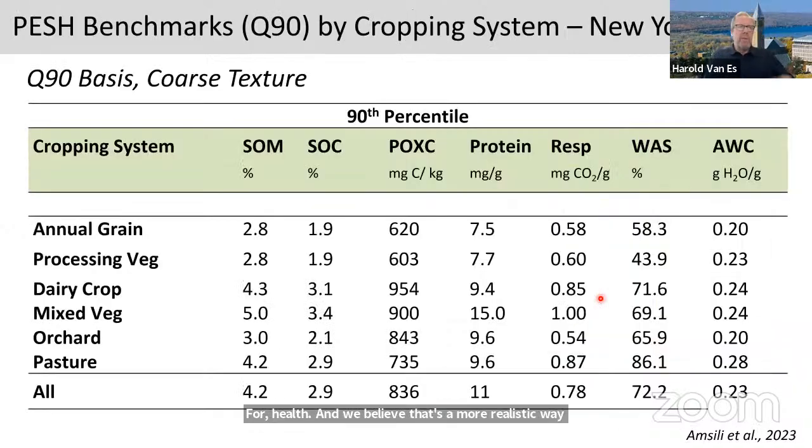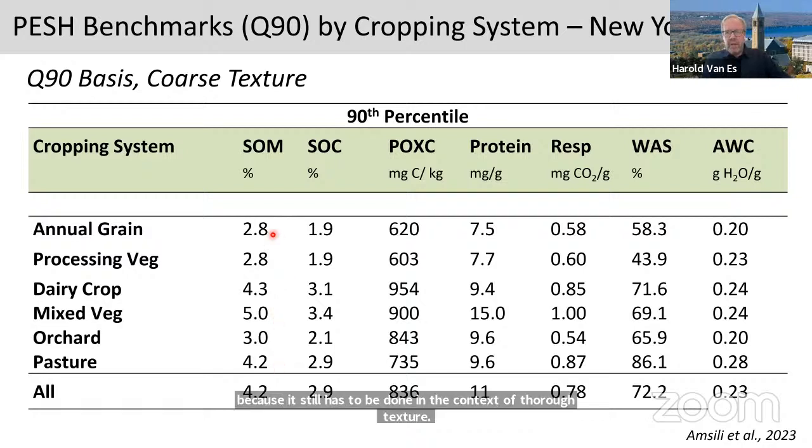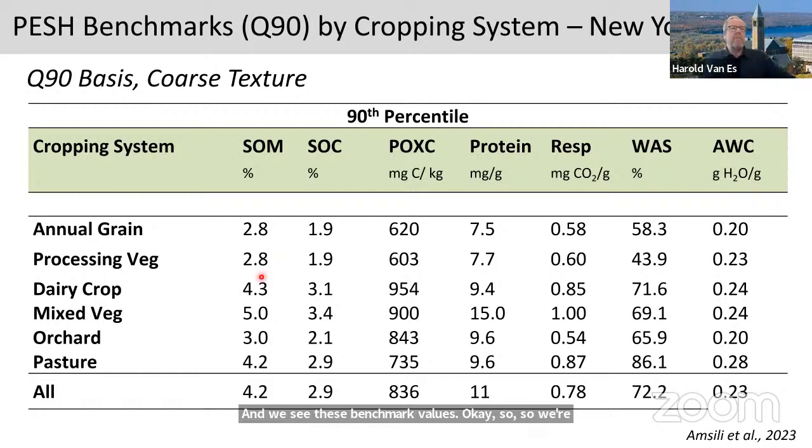So here are just some numbers that show these benchmarks. This is for the 90th percentile for coarse textured soils, because it still has to be done in the context of soil texture. And we see these benchmark values, okay? We're actually in the process of rolling this out and getting some public review of that.